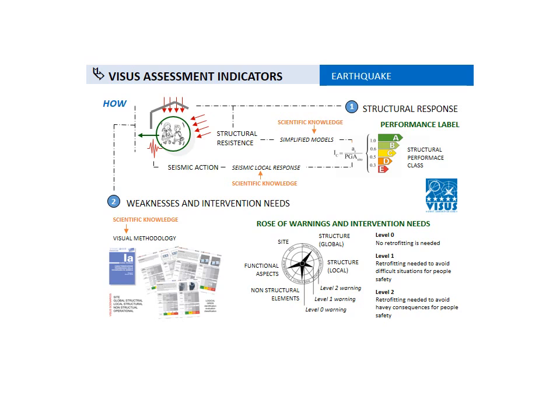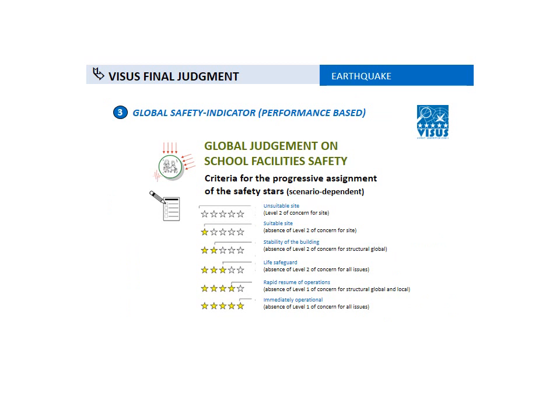And the visual assessment, we put it into three aspects. One is the structural response. So we look into the buildings in terms of their structural resistance, and based on the structural resistance as well as the seismic actions, we simplified the models into an algorithm that will then identify the structural performance class of the buildings.